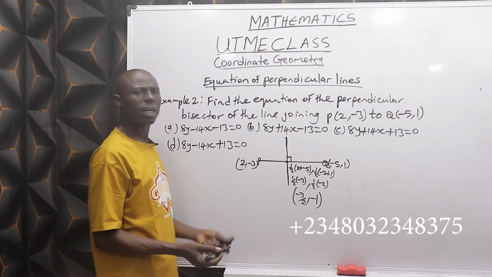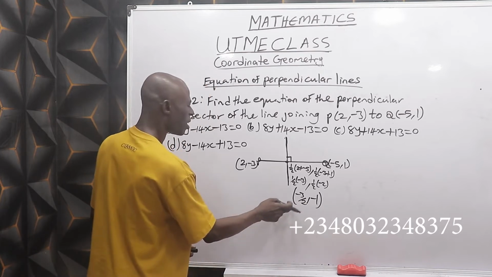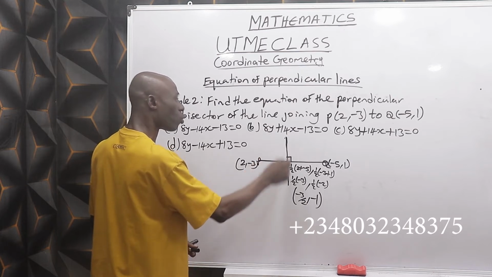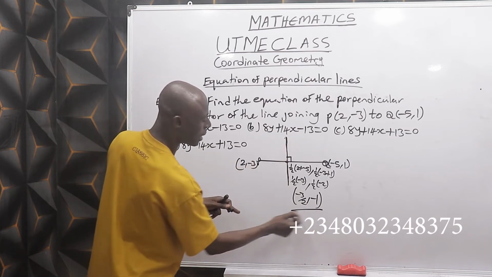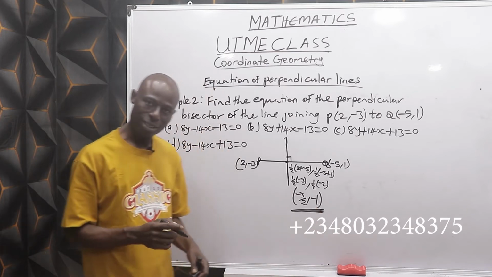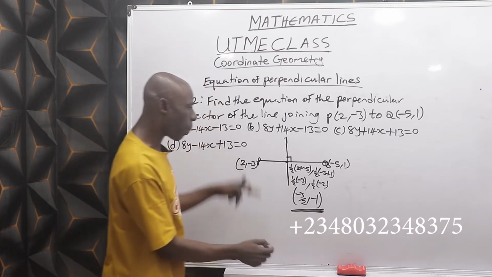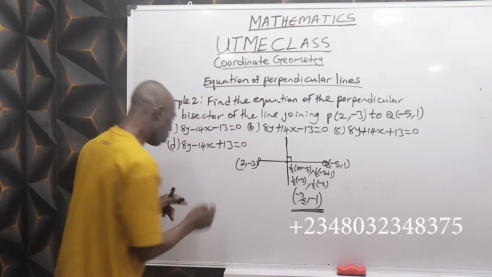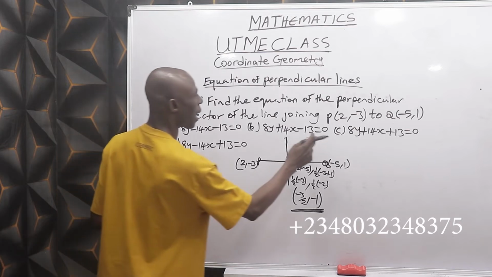What are we using that for? That is to say that you are finding the equation through the point this. Equation of a line through one point, and which is still perpendicular to the line PQ. So, let's find the gradient of the line PQ.